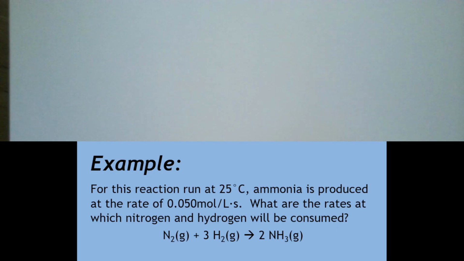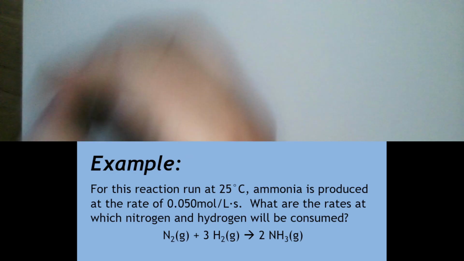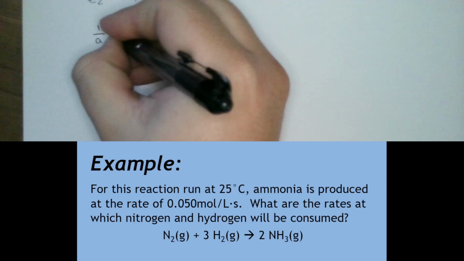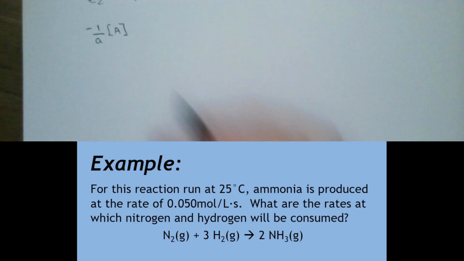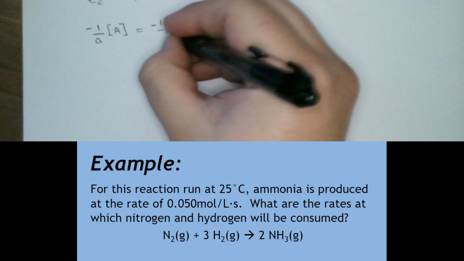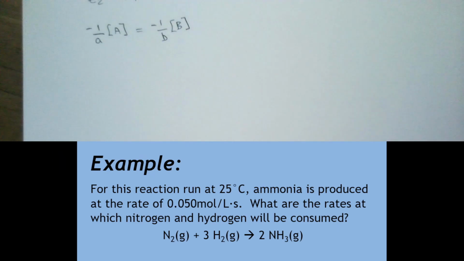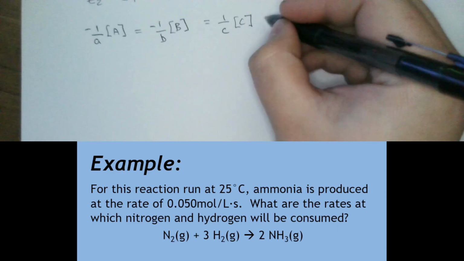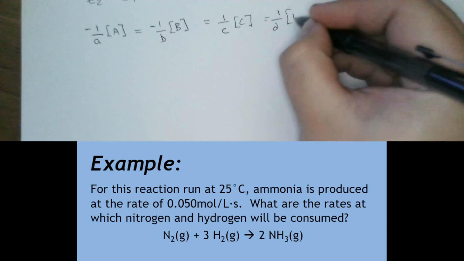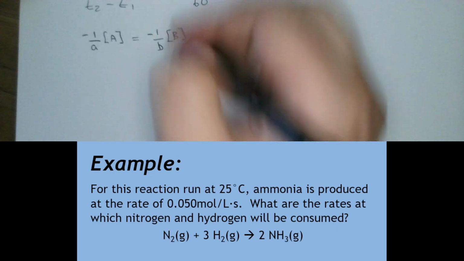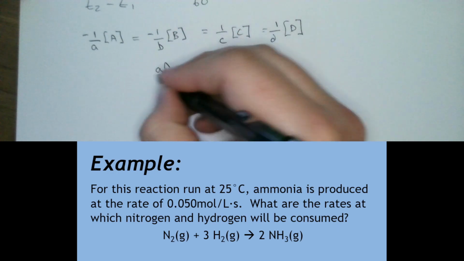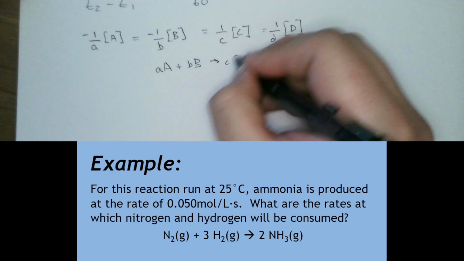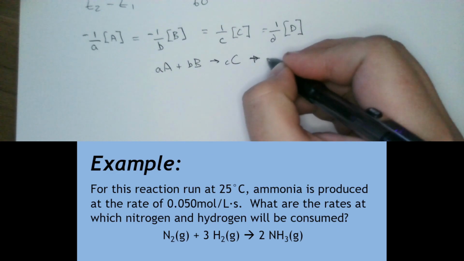On your formula sheet, you're given a formula that looks like this. And I hesitate to give it to you because it does look kind of confusing, but it's like 1 over a times the concentration of A, that whole thing's negative, equals negative 1 over b, concentration of B, equals 1 over c, concentration of C, that one is positive, equals 1 over d, concentration of D, positive. And that's saying for any general reaction, little a A plus little b B gives you little c C plus little d D.